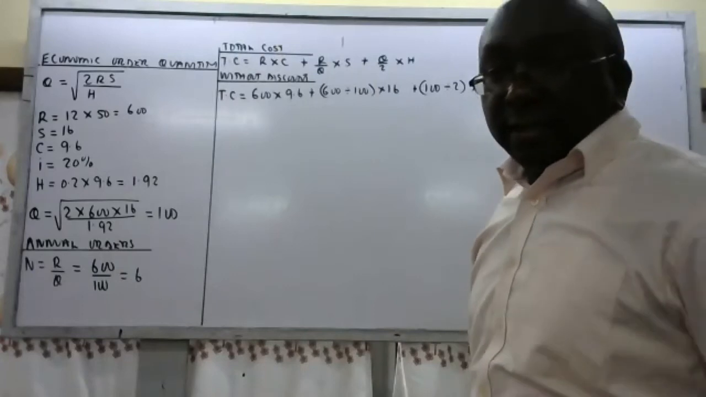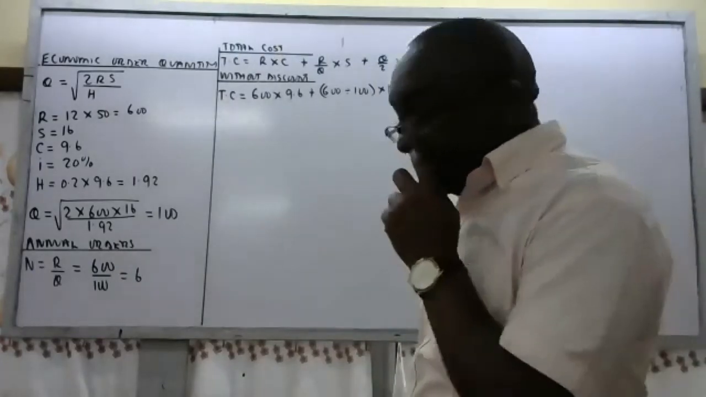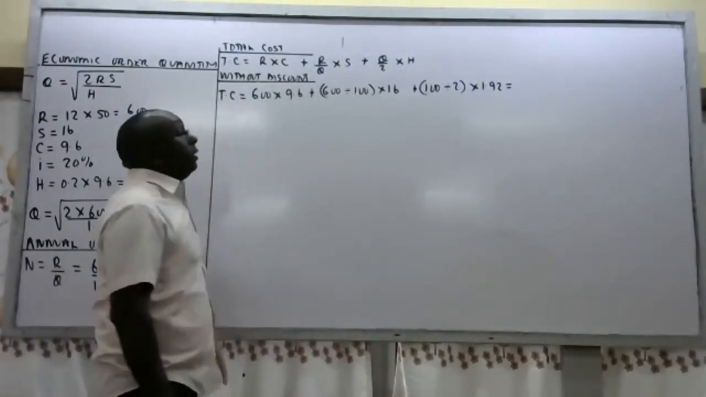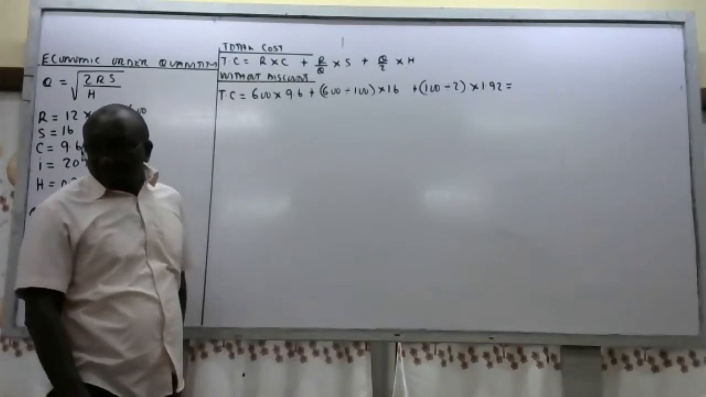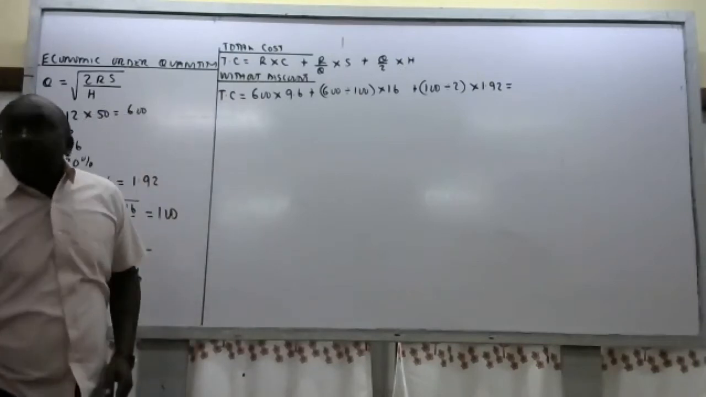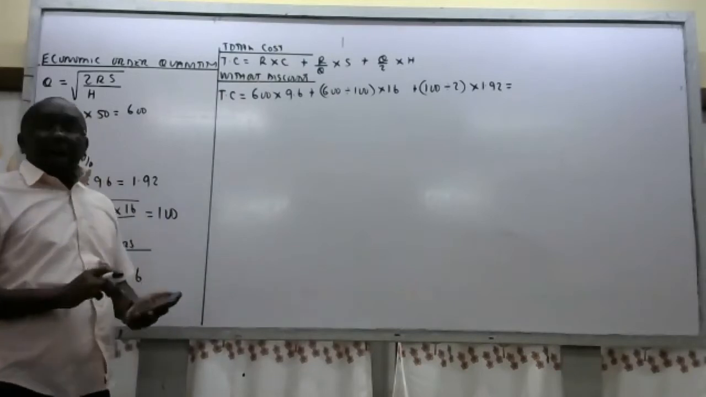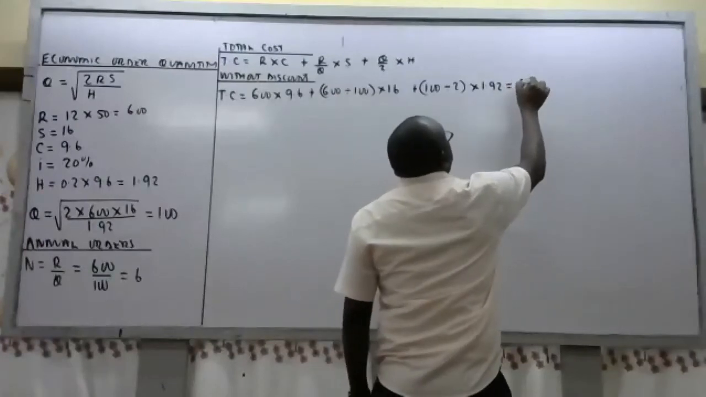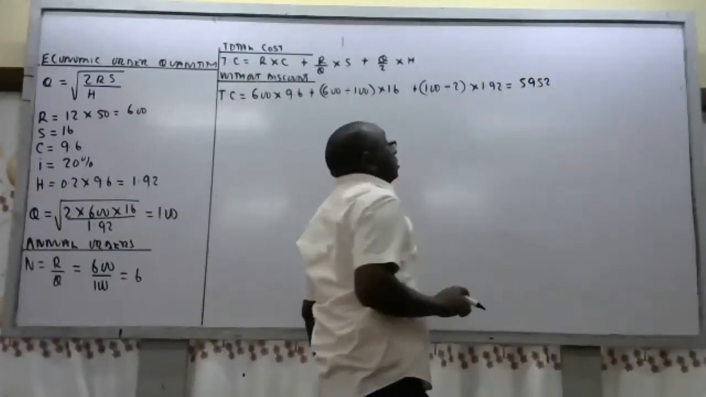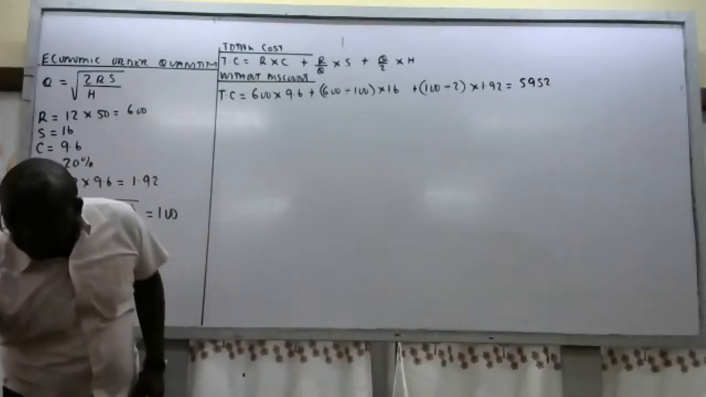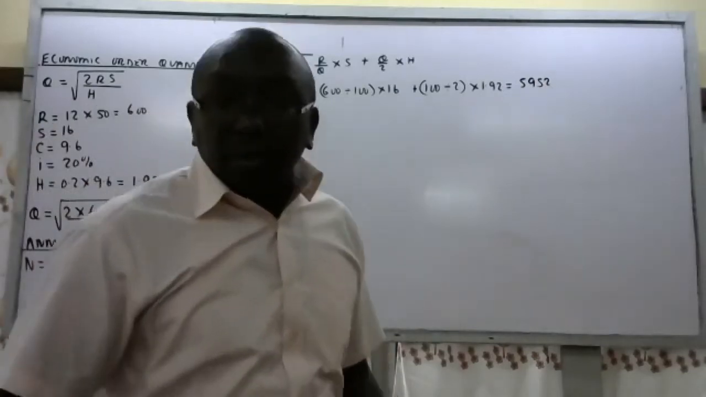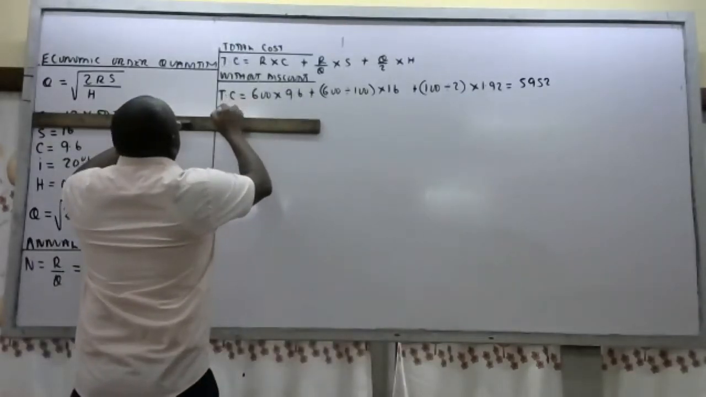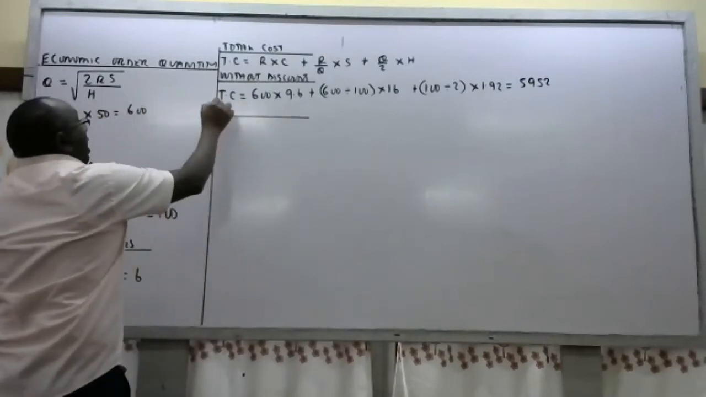Nancy, the notes were sent, discussed, and they have been copied. What do you have? 59, 52. Yes, Nancy.